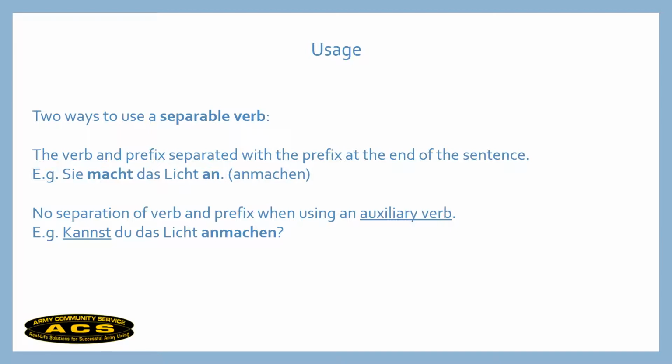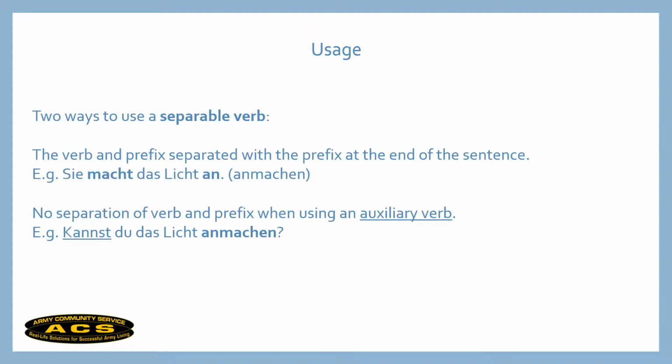There are two ways I can use my separable verb. I can either use it as one verb, with prefix and verb together, or I can separate the prefix from the verb. If that's the case, then I would put my prefix at the end of the sentence. So for example, if I want to say she's turning on the light, in German you would say sie macht das Licht an. Here you see the verb machen is conjugated and separated from the prefix an, and I have my prefix at the end of the sentence.